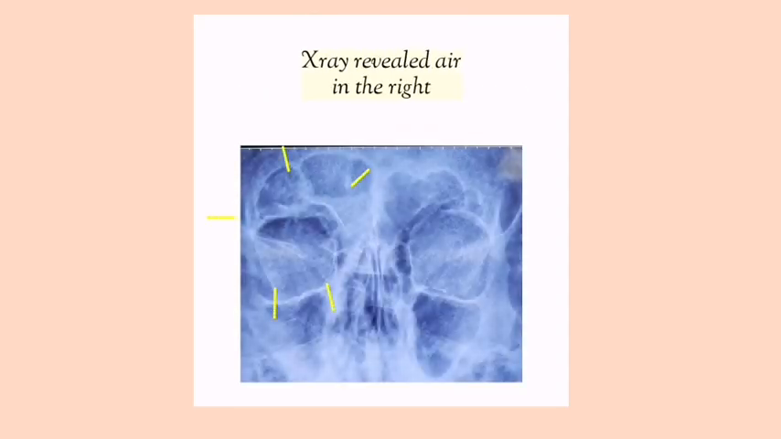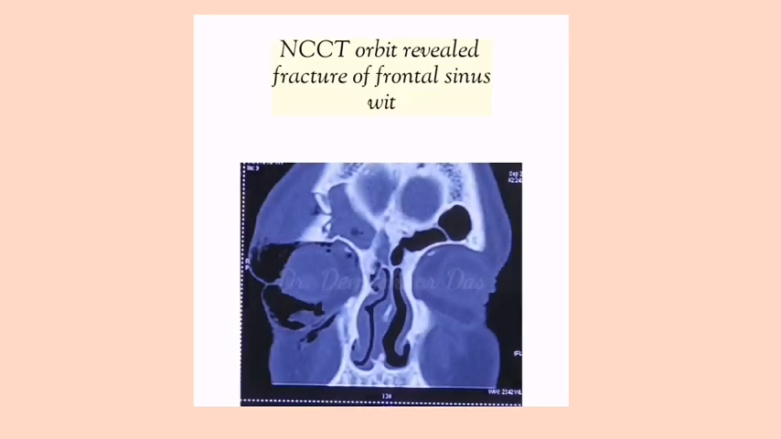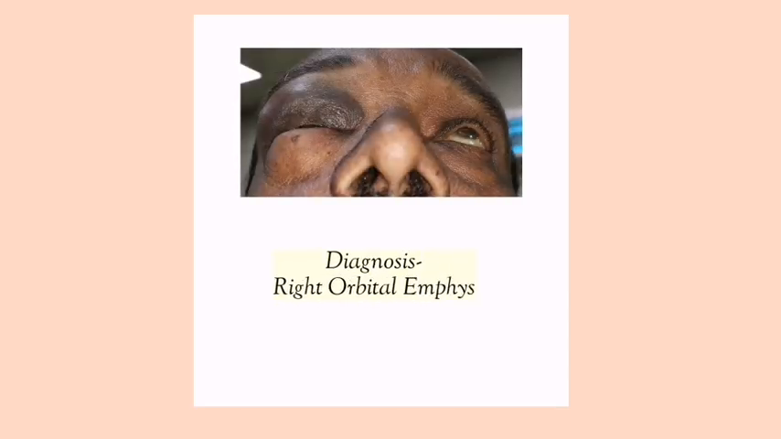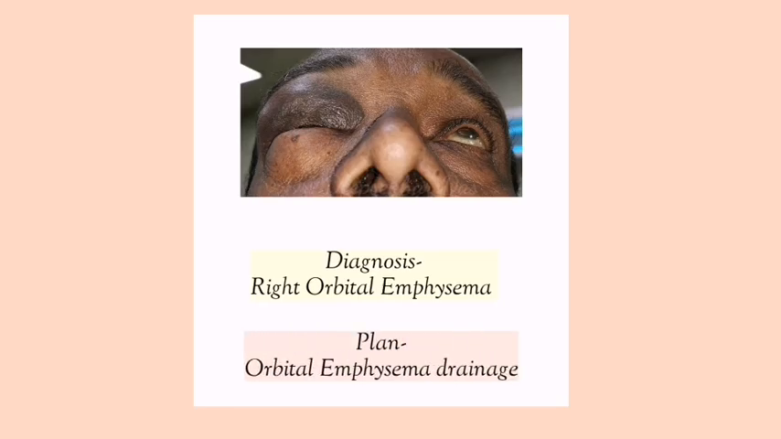X-ray revealed a fracture along with air in the right orbit. NCCT also revealed the same, with the fracture of the frontal sinus along with air in the right orbit. Based on the findings, a diagnosis of right eye orbital emphysema was made and the plan was emphysema drainage.